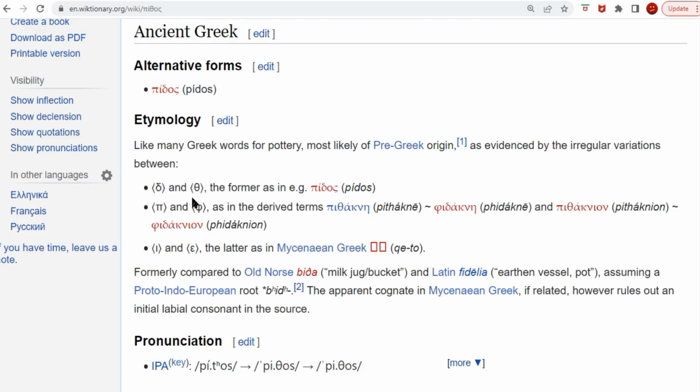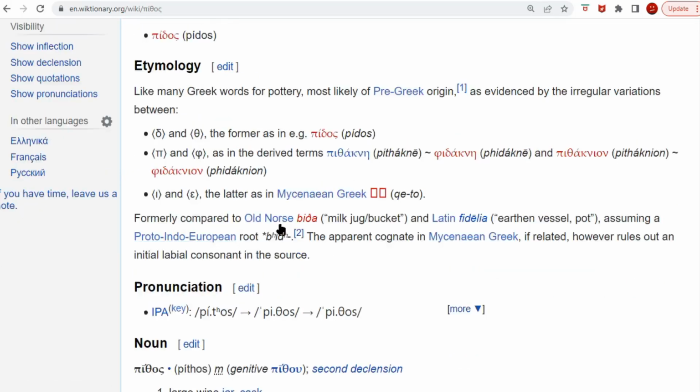And I'm pretty sure this is a fact, because it's where our English word "the" comes from, because they used to have this sign that looks like a D with the line extended down when we first got here, and people would put it on their stores, the DE, meaning "the," and it's where our word THE comes from. And formerly compared to Old Norse beta, or BITH, bitch. The bitch is the milk jug, bucket, an earthen vessel or pot. And it was a bitch because you had to go fill it up with water every day.